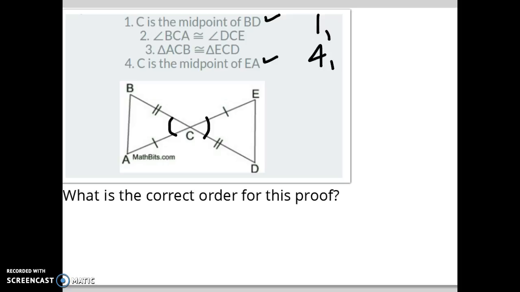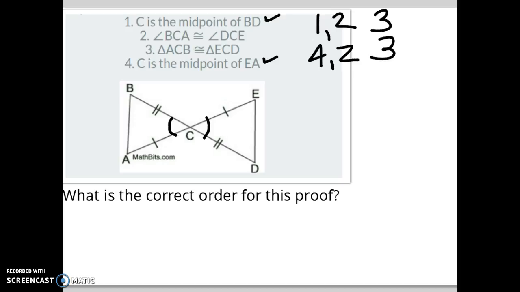Also, I need to know that BCA and DCE, which are vertical angles, have to be congruent. Vertical angles have to be congruent. So if you notice here, I'm keeping a running total. I'm not sure if 1's first or 4's first, but I know for a fact that 2 is second. And then finally, it's number 3.